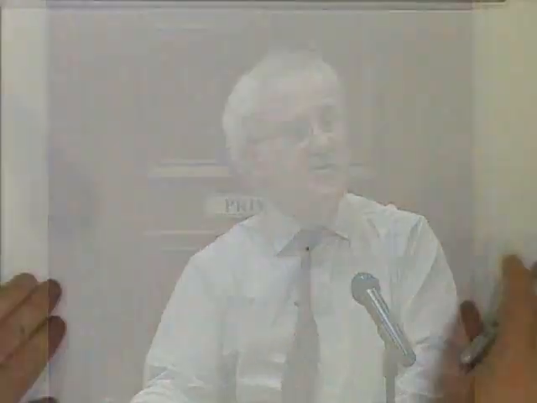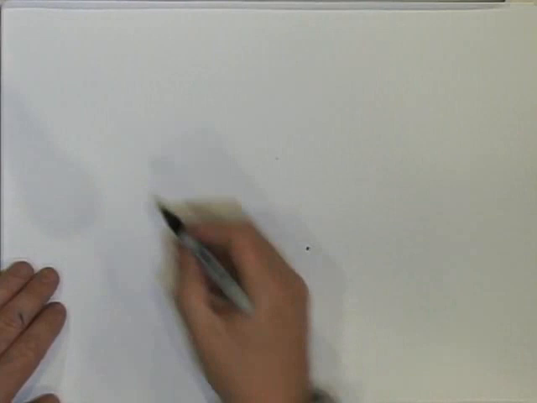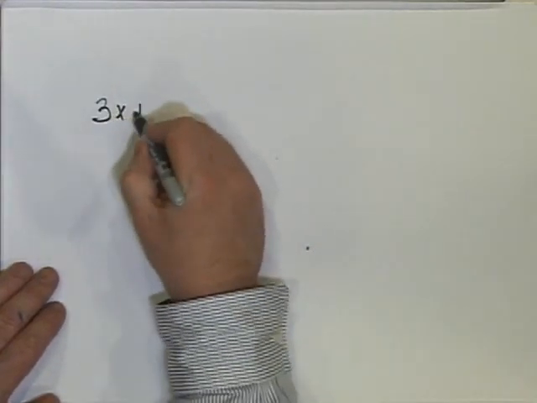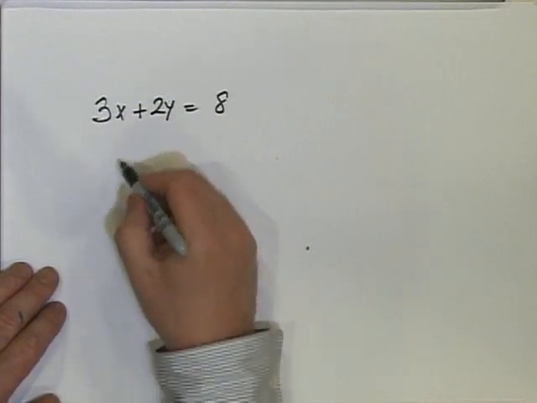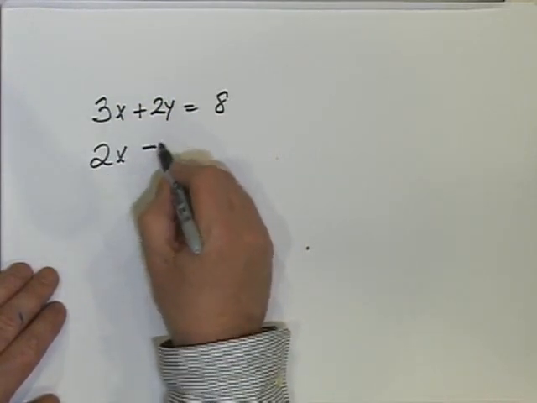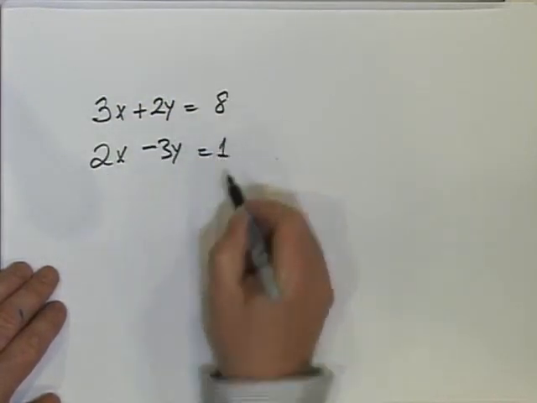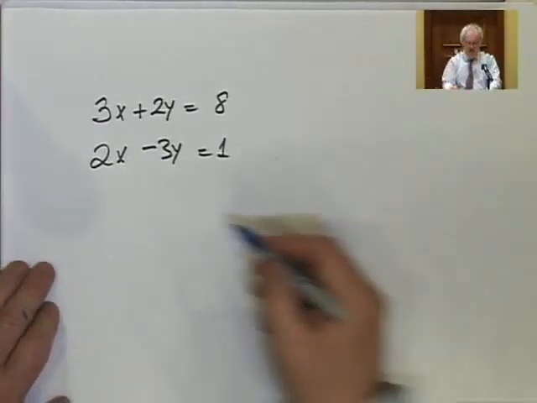In algebra, you need to do simultaneous equations, and there are 2 types on your course. The first one is where the 2 of them are linear. I'm on page 27 of the notes. 3x plus 2y is 8, and 2x minus 3y is 1. And these are two equations.